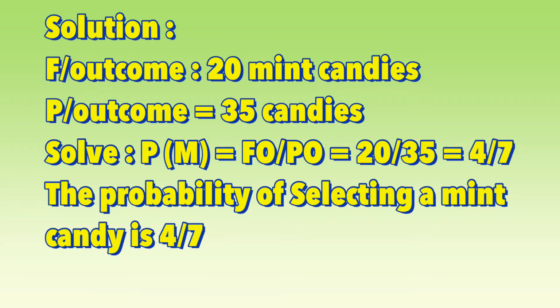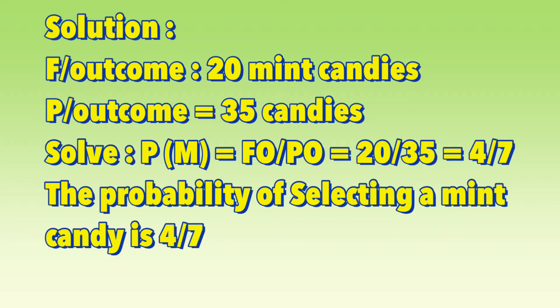Our solution: we're going to determine first the number of possible outcomes. For this, we just add all the candies. In the bag we have 35 candies, so that is our number of possible outcomes. And for the favorable outcome, out of 35, how many are mint candies? The mint candies given are 20, so that will be our number of favorable outcomes. So 20 over 35 is now our fraction.